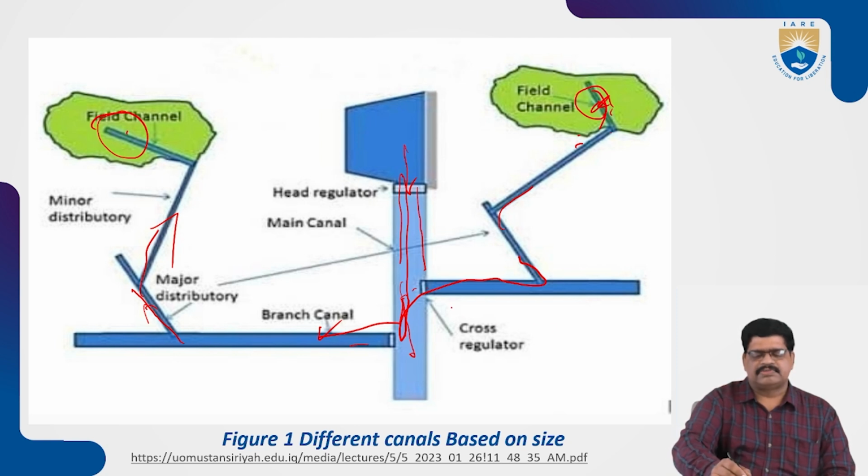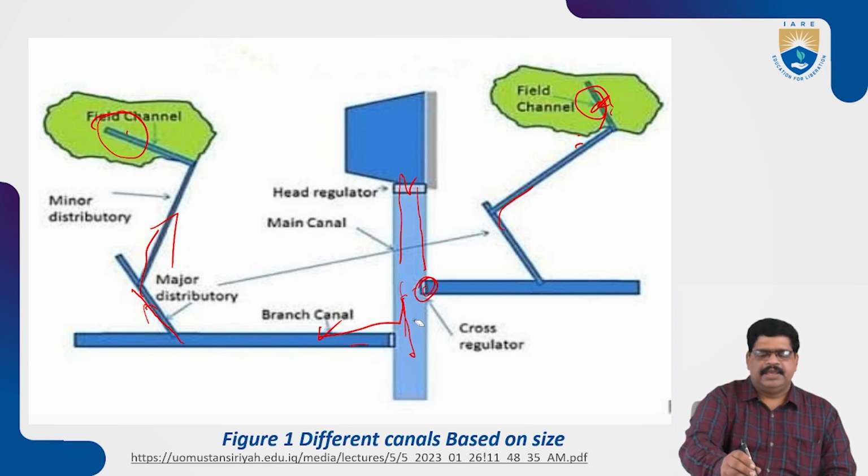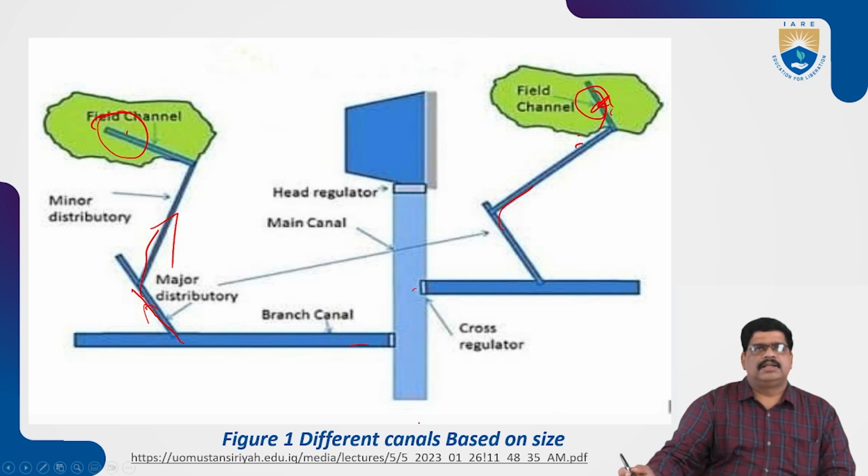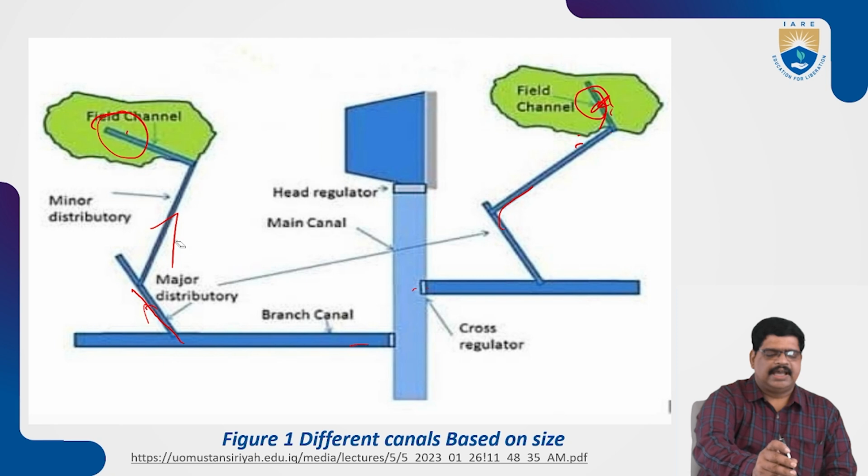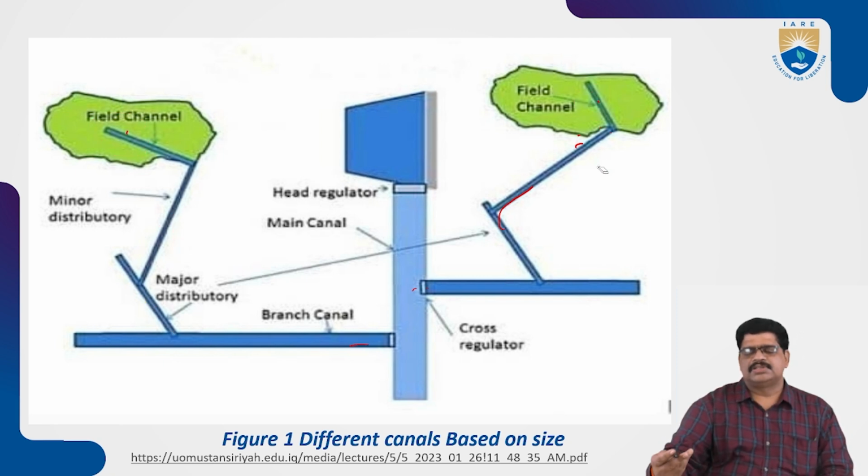The cross regulators are provided here to regulate the water from the main canal to the branch canal, so as to control the water capacity of the canal. So this is the diagram to understand how the distribution canals can be bifurcated.